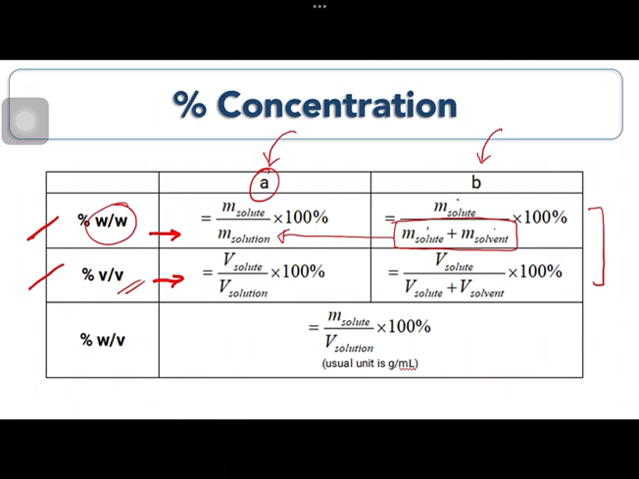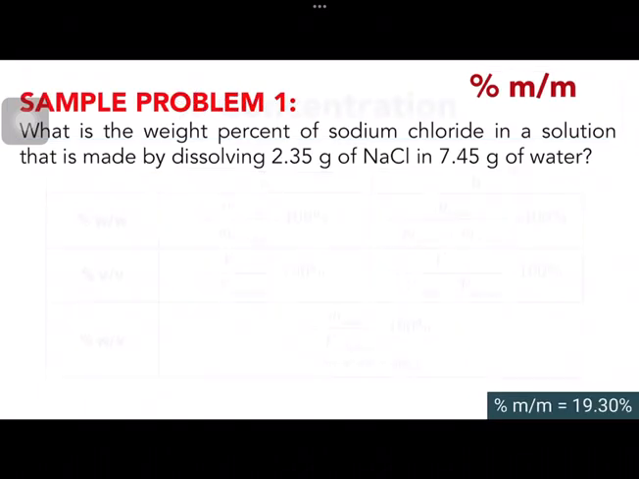Okay? Ito namang nandito sa baba, this one is the percent concentration naman siya, but if you will see here, magkaiba yung unit niya kasi ang unit niya dito ay grams per ml. Kasi ang mass natin usually in grams at ang volume natin is usually in ml. Okay? So, magbigay tayo ng mga example.